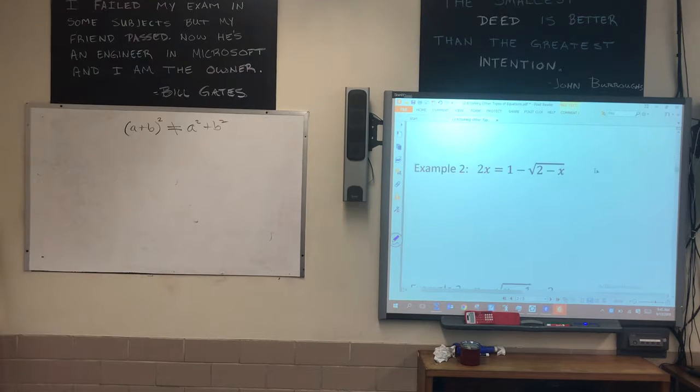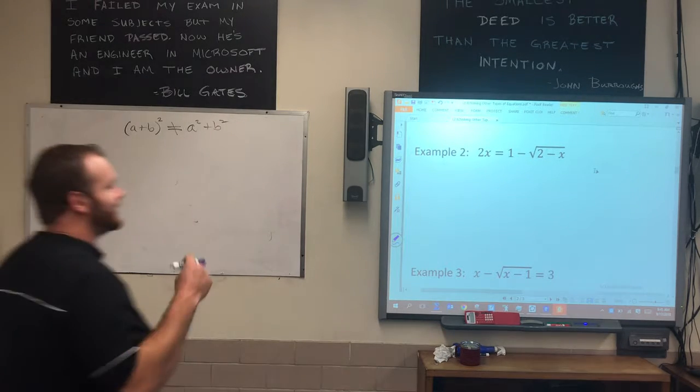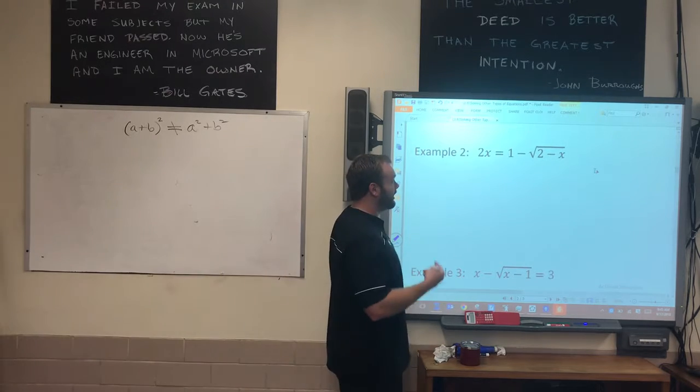Again, nothing you haven't seen before. Okay, but 2x equals 1 minus root 2 minus x. And I want to approach this first kind of the incorrect way, because this is what a lot of people want to do. They see that square root right away and say, oh, I have to square things.